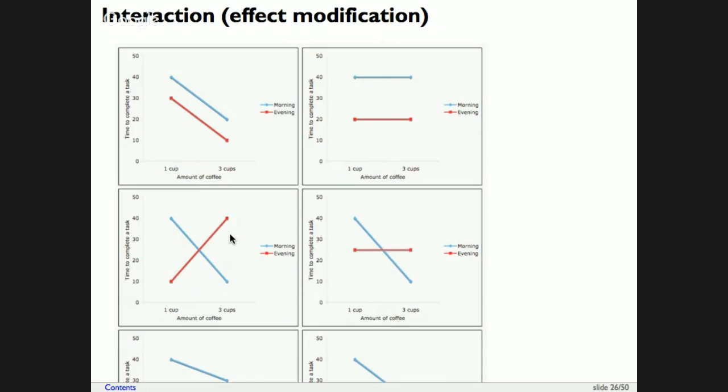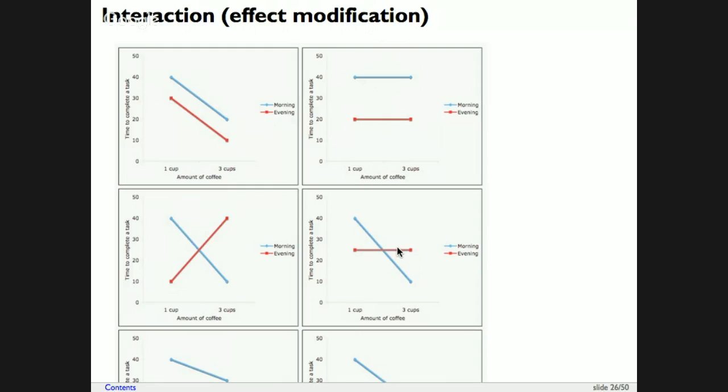And here is an interaction where these lines are not parallel. So what we have here is in the morning, coffee seems to help. It reduces your time to complete the task, but in the evening, it actually hurts your ability to complete the task. In the evening, it makes you too jittery and makes you slower to do the task. So that is an interaction or an effect modification. So you could state that result as saying that the effect of coffee is modified by time of day.